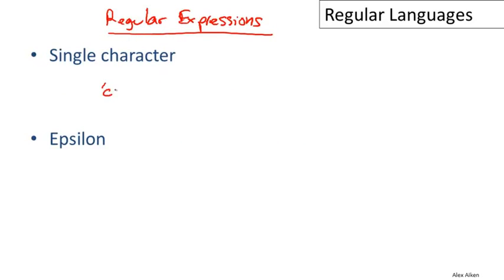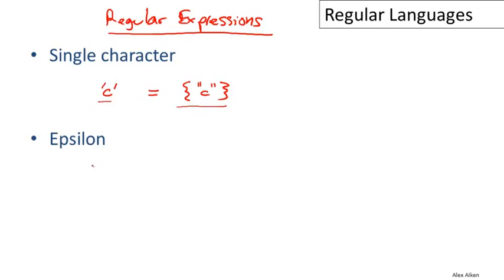If I write the single character C, that's an expression, and what it denotes is a language containing one string, which is the single character C. Okay? That's one basic form. So for any single character, I get a one-string language where the only string is that character.